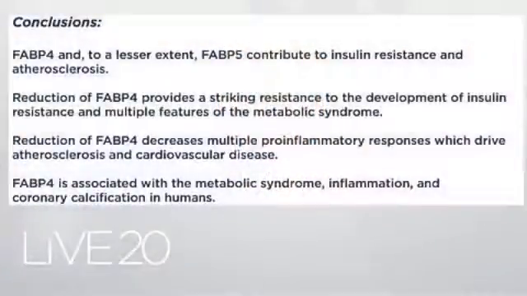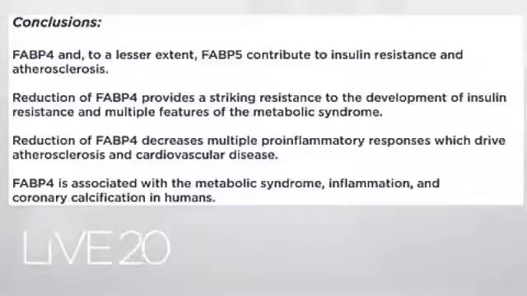The conclusions from this paper, I just kind of summarized. FABP4 and to a lesser extent FABP5 contribute to insulin resistance, which is part of type 2 diabetes, to atherosclerosis, hardening of the arteries, cardiovascular disease. Reduction of FABP4 provides a striking resistance to the development of insulin resistance and multiple features of the metabolic syndrome.